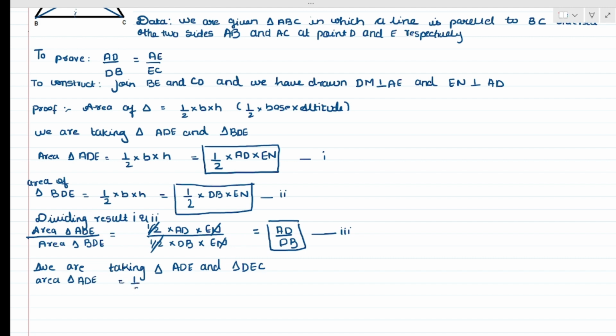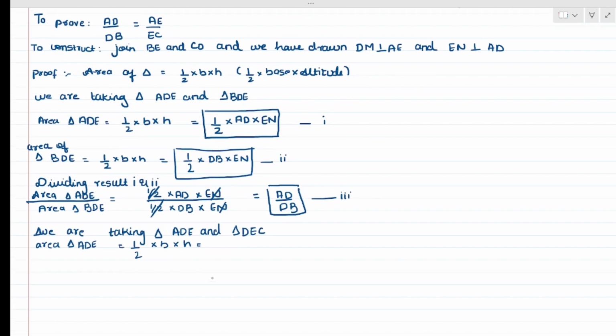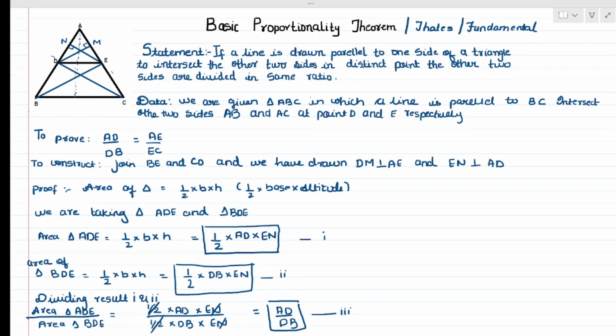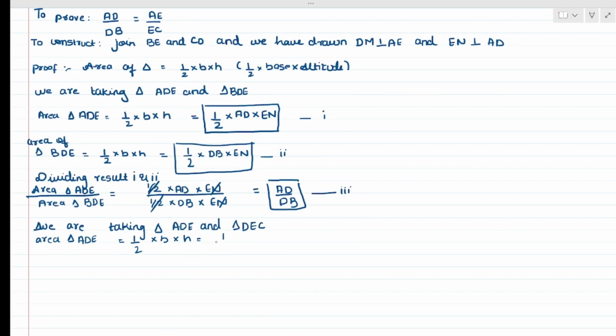So for area of triangle ADE, first we are taking triangle ADE. What is its formula? Half into base into height. For ADE, what is our base? Our base will be AE, and our altitude is DM. So right here, half into AE multiplied by DM.